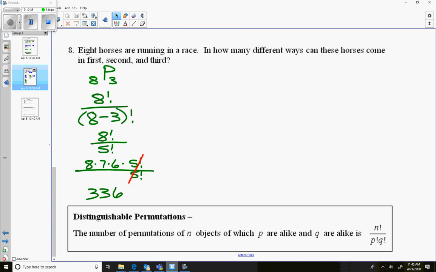Alrighty. Next idea. Distinguishable permutations. The number of permutations of n objects of which p are alike and q are alike is n factorial for the n objects, but you divide by the repeats. So if there's p alike, you're going to divide by p factorial. If there are q alike, you're going to divide by q factorial.